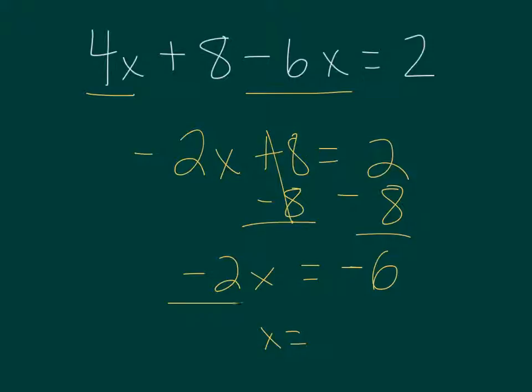I want to divide each side by negative 2. Negative 6 divided by negative 2. I know a negative divided by a negative makes a positive, so 6 divided by 2 is 3. X is equal to 3.